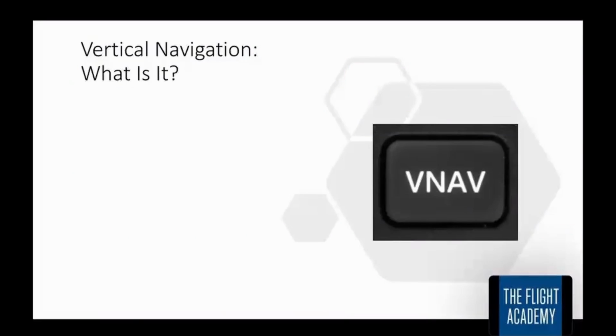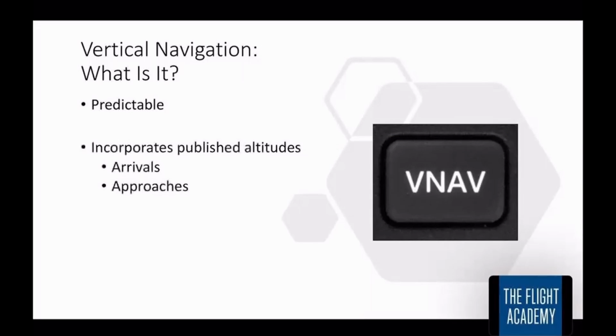So vertical navigation, what it is in general, is a predictable means that allows us to descend via published altitudes on an arrival or an approach, or even user-defined altitudes, to arrive at those altitudes at specific fixes just as we get there, as the aircraft arrives there. It is also a fairly consistent way to make sure that we arrive at those fixes at those altitudes. There are a few variations, so consistent doesn't mean one single way, but it is a reliable method that has some things that it will always do every time, and we're going to talk about what those are.